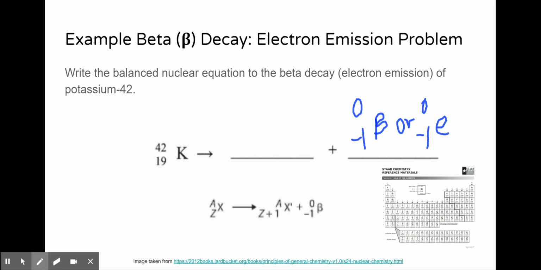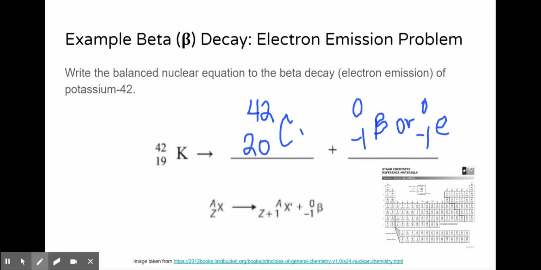I have a -1 charge, so this is not a proton down here at the bottom. This is the charge of the beta particle. Then I have my daughter that I need to find. So what is Z plus 1? What would be my protons plus 1? 19 plus 1 is 20. Then my A stays the same, so my mass number would stay the same.